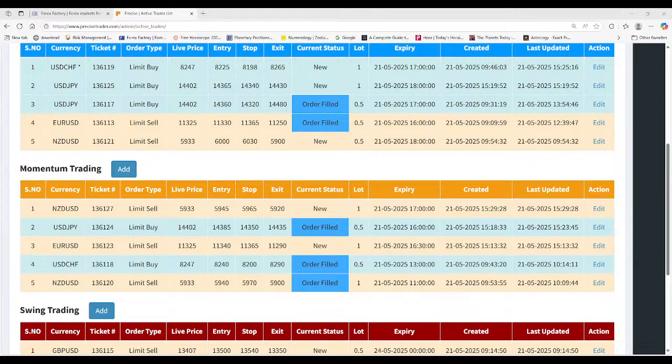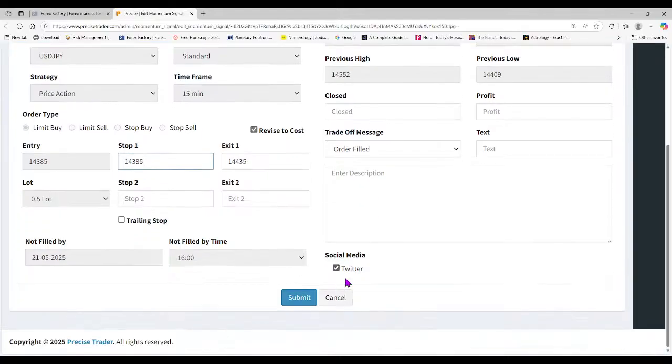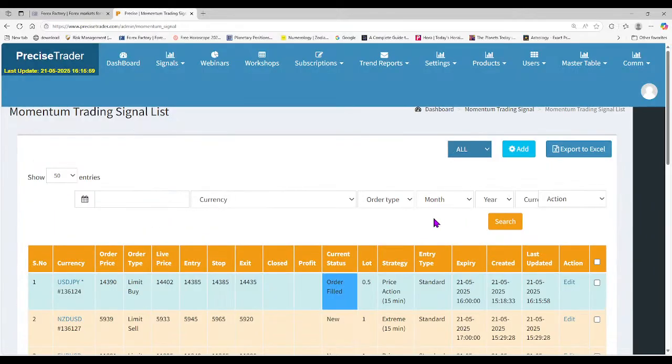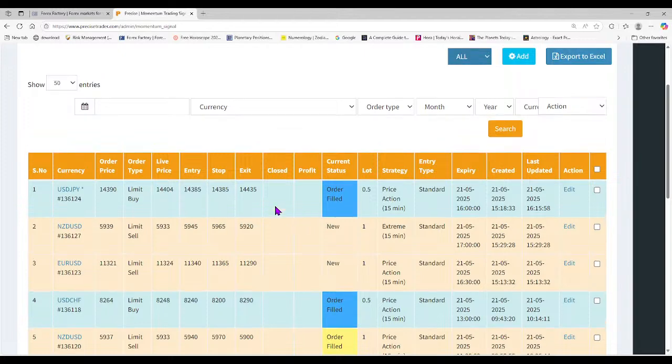So right now we have 43.85. This one, I raise my stop to cost. So this is going to be a free ride. Free ride meaning in the event the price comes down, we don't lose anything. So we are going to make about 50 pips on this trade.